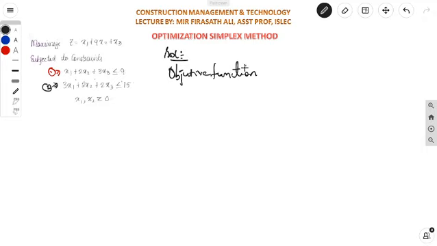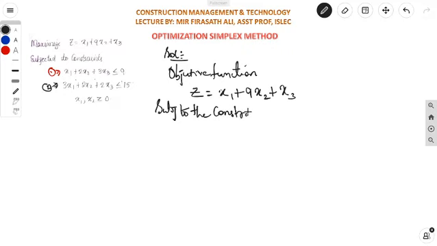The given objective function is z is equal to x1 plus 9x2 plus x3. This is our objective function. This objective function is subjected to two constraints as given. What is constraint 1? Subjected to the constraints, the first constraint is x1 plus 2x2 plus 3x3 less than or equal to 9.